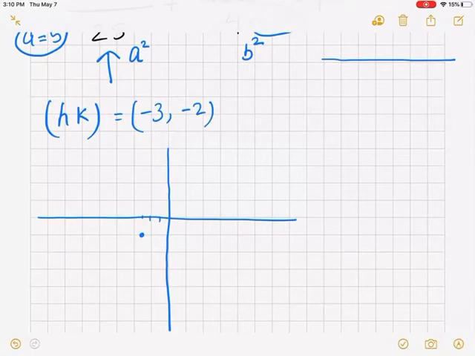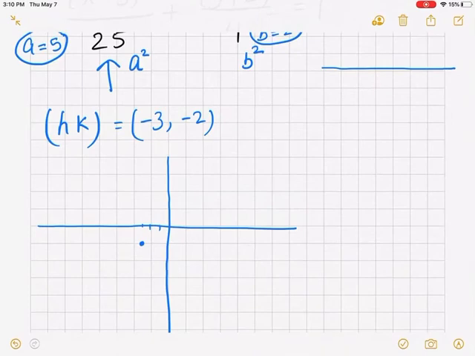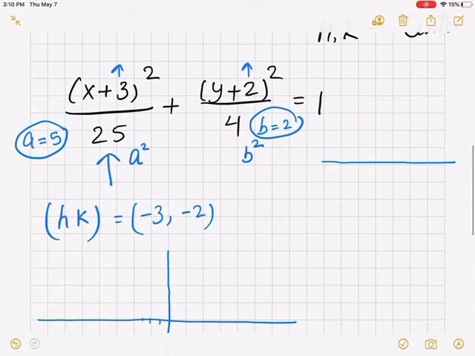Okay, now I need to find my vertices. Since I already know my major axis is the x-axis, the bigger one is definitely going to be horizontal, like this. But how many units? What's going to be the endpoint? How do we do that? So, back to this equation.